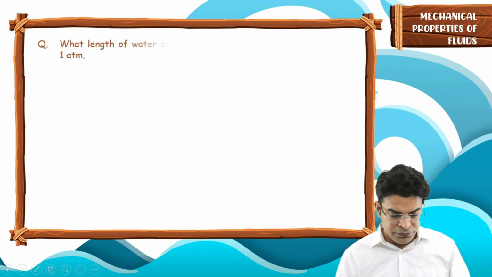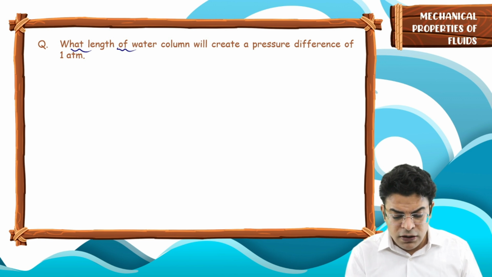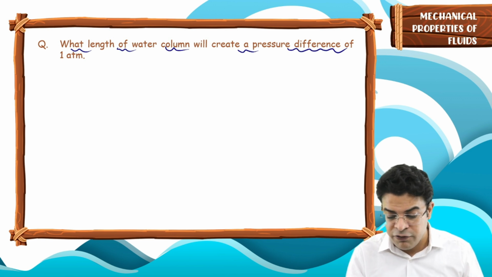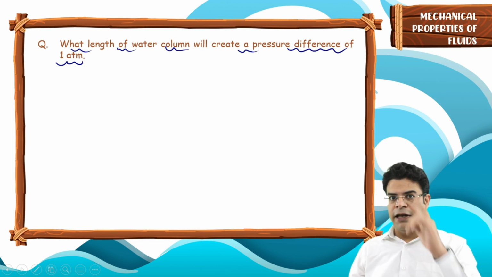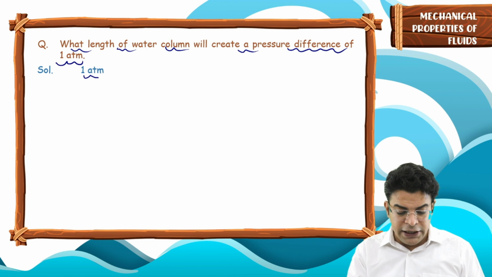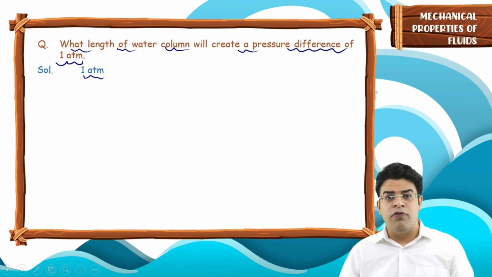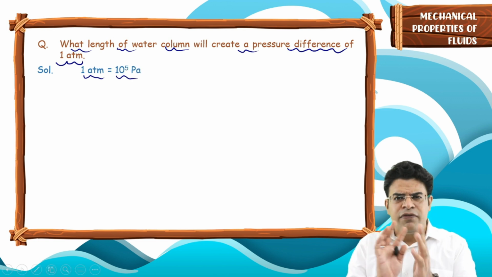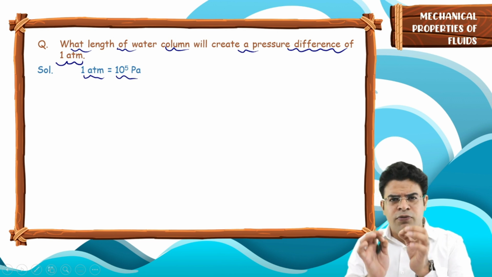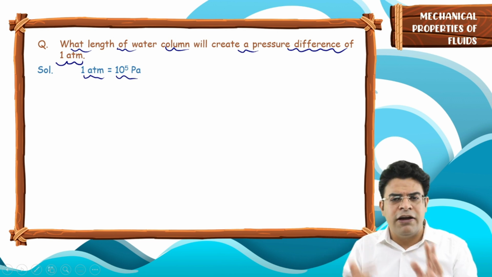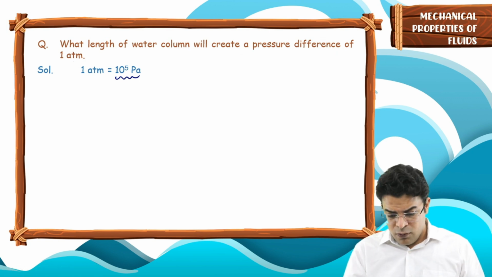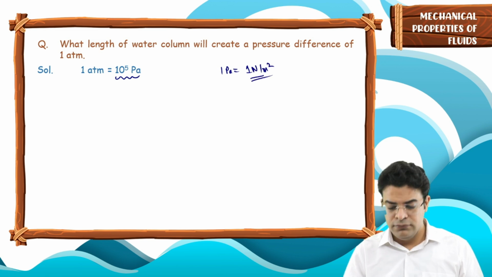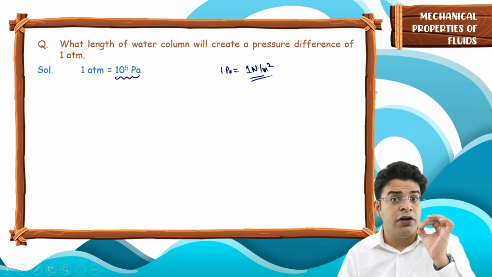So let's move on and see a question. What length of water column will create a pressure difference of 1 atm? We know that 1 atm is the same as 10 raised to the power of 5 Pascal. It is slightly different, 1 point something into 10 raised to the power of 5, but we approximate it to 10 raised to the power of 5 Pascal. Now 1 Pascal is 1 Newton per meter square. Pascal is the SI unit of pressure.